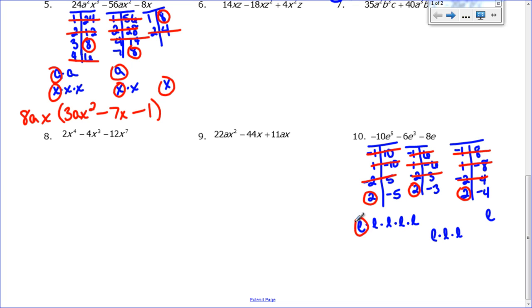And then we'll circle our e's. And we're going to write down what we circled. So what we circled was a 2 and an e. And then what didn't get circled was this -5 and then e to the 4th, and then this -3 with this e squared, and then this -4. So now I've factored, those are my two terms that when I multiply them together make my original polynomial. So I have my GCF and then what was remaining. And that's how we factor with the greatest common factor.